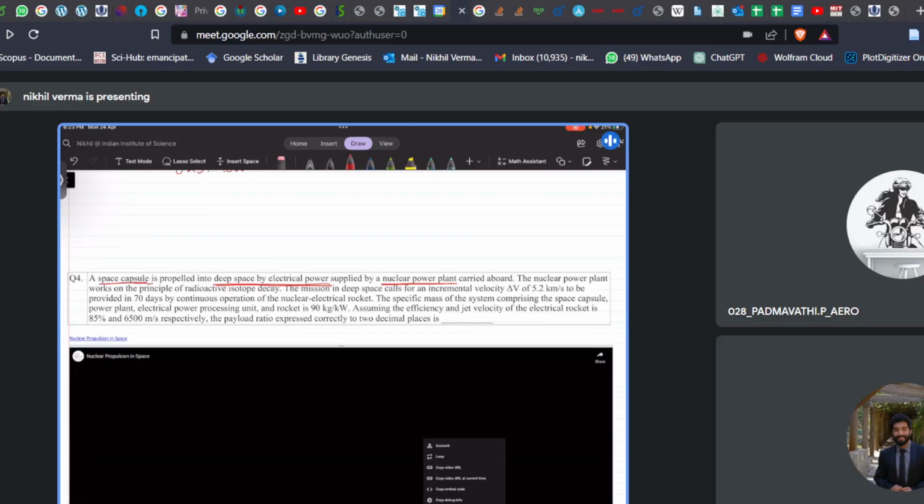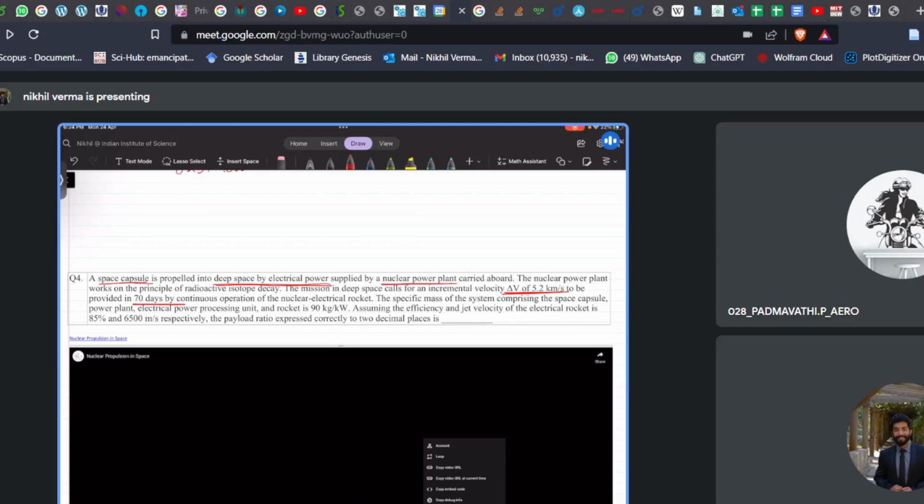The mission in deep space calls for an increment velocity delta v required for a particular mission, which is equal to 5.2 kilometers per second, and it should be provided in 70 days by continuous operation.